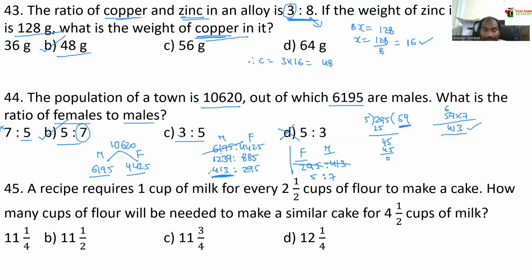Next, a recipe requires 1 cup of milk for every 2.5 cups of flour to make a cake. How many cups of flour will be needed to make a similar cake for 4.5 cups of milk?